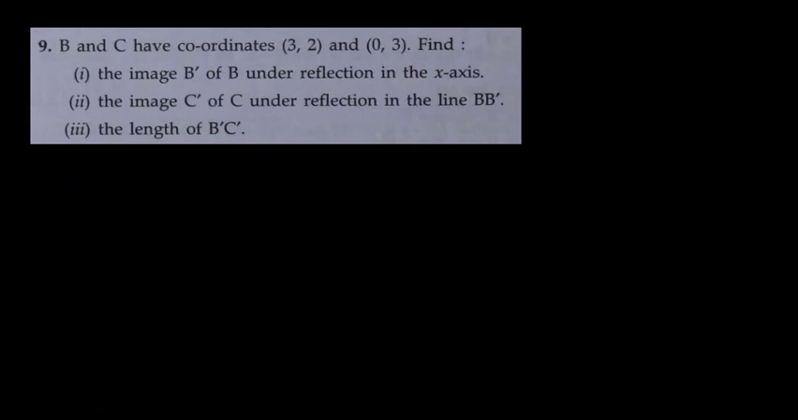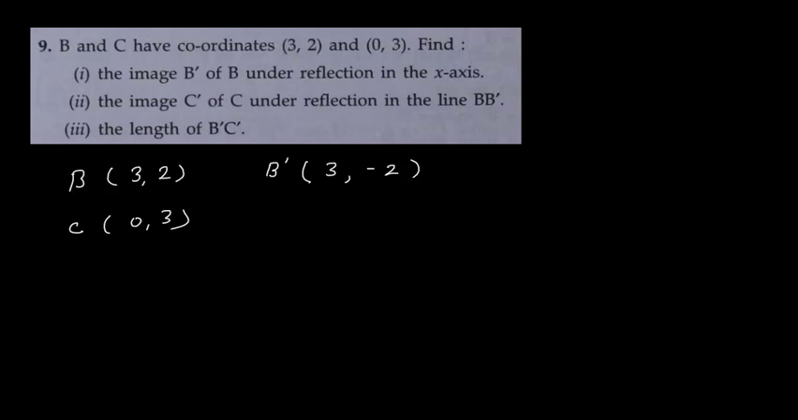Now the 9th problem: B and C have the coordinates. We have been given the coordinates of B. B is 3, 2 and C is 0, 3. The image B dash of B under the reflection in the x-axis: your B dash, under reflection in the x-axis, the y coordinate will change, so it will become 3, minus 2. The image C dash of C under the reflection in the line BB dash. Okay, so we have to find the image C dash of C under the reflection in the line BB dash.